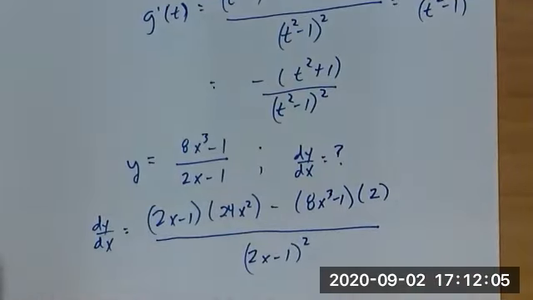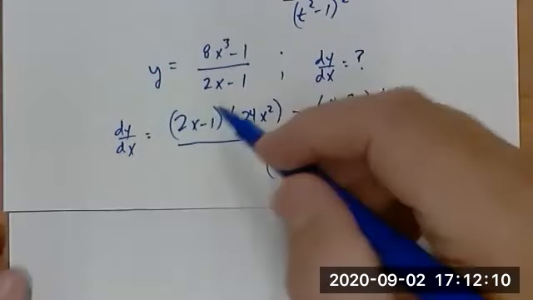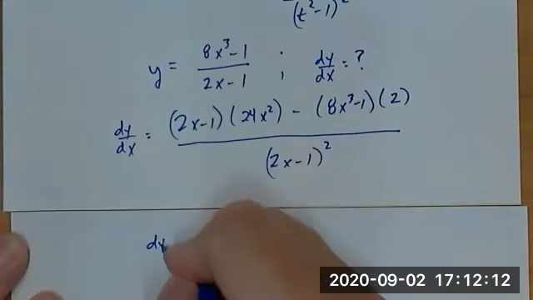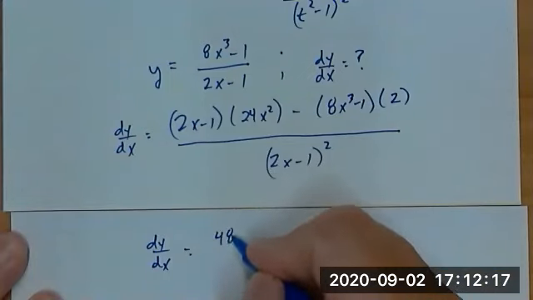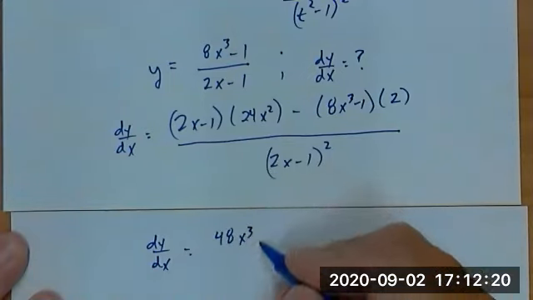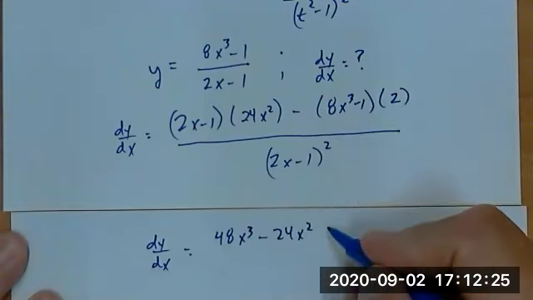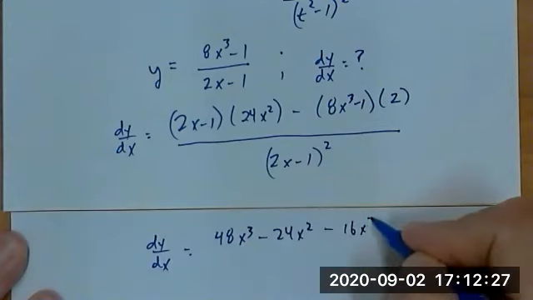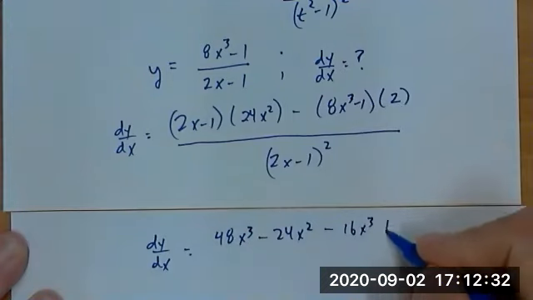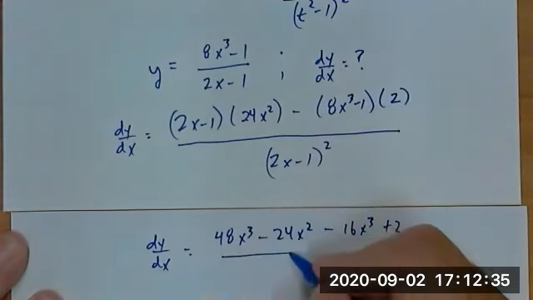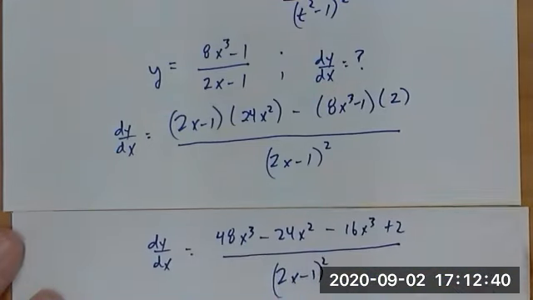So now, do what you can to simplify. May not be a whole lot I can do. And we're going to multiply out the parentheses in the top. So this would be 48x cubed minus 24x squared. And this would be negative 16x cubed. Got the minus here and a minus here, so I think it's going to be plus 2, all over 2x minus 1 squared.